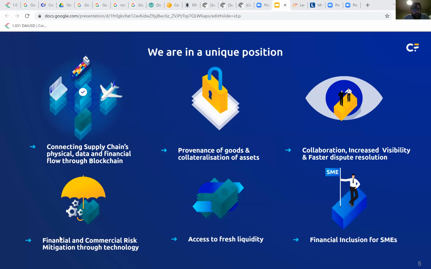Also, we have financial and commercial risk mitigation through technology. One of the things that we do is, for example, using IoTs, but not just that. From the financial side, for example, using the Teamlike protocol, the financial structure will allow us to mitigate risk. And also we have some APIs with external providers that help us get a better understanding of the risk that we're going to face if we are financing assets. On top of that, we are providing access to fresh liquidity as opposed to, for example, letters of credit that go against your books. And finally, we are decreasing the barriers of entry to create financial inclusion for SMEs.